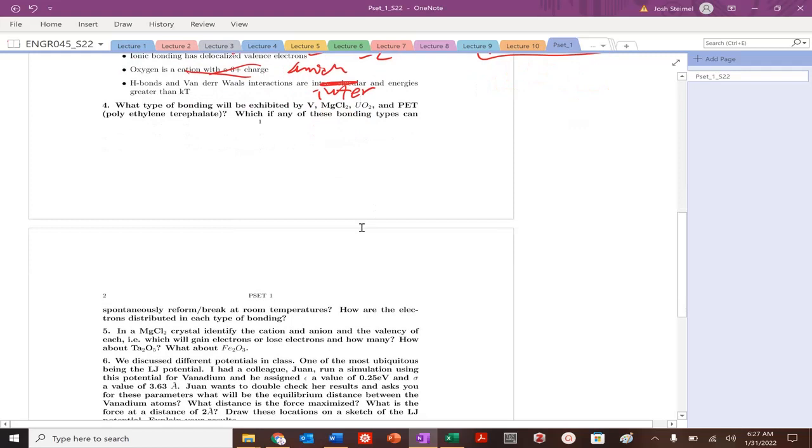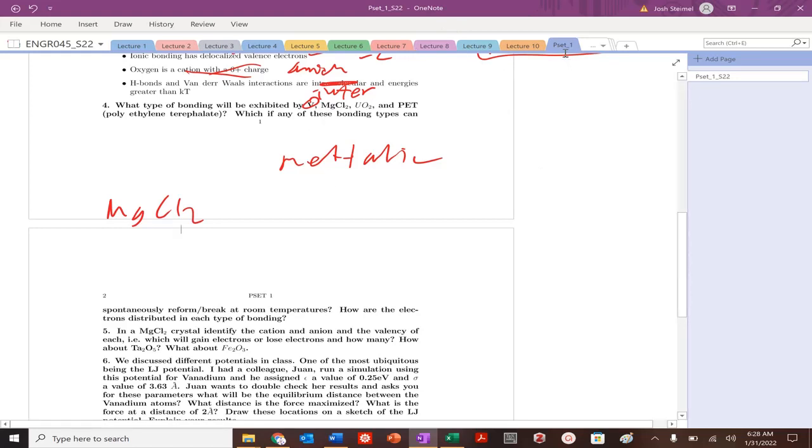What type of bonding will be exhibited by vanadium? Vanadium is a metal, so therefore that will be metallic bonding. That cannot break and reform at room temperature. Instead, those electrons will be delocalized. Let's do MgCl2.